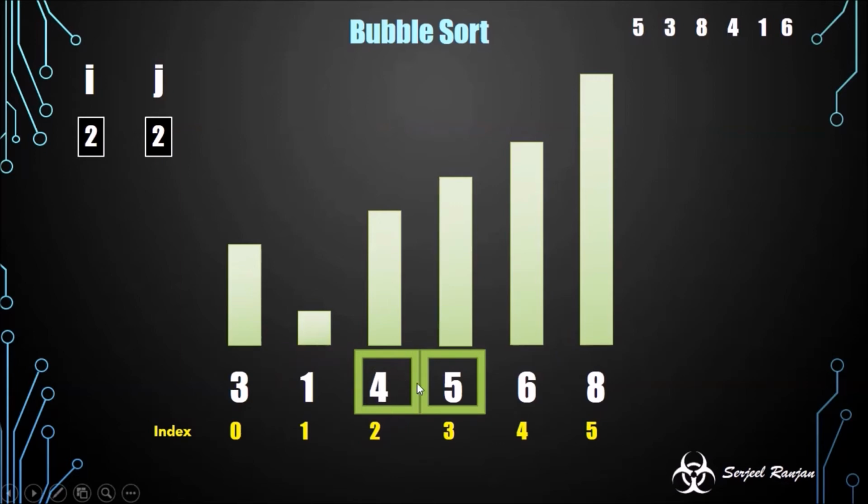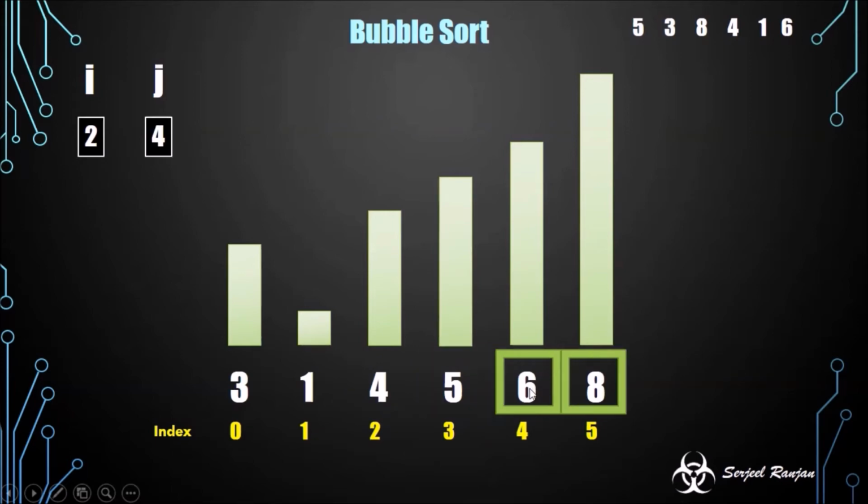And 4 and 5 are in correct order, so no need to do anything. 5 and 6 are also in correct order, no need to do anything. 6 and 8 are also in correct order, no need to do anything. Okay, so our third largest element, 5, which was present initially at the 0th index, has finally come to its respective place, that is the third index.